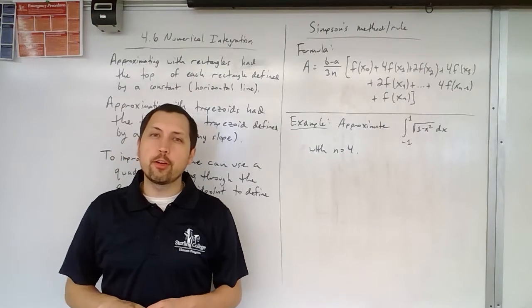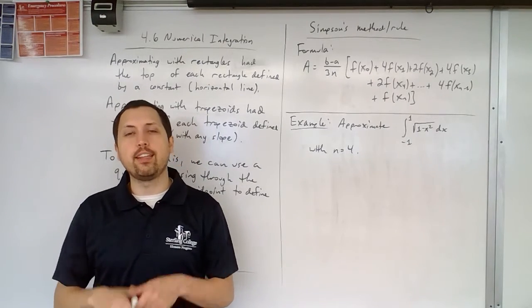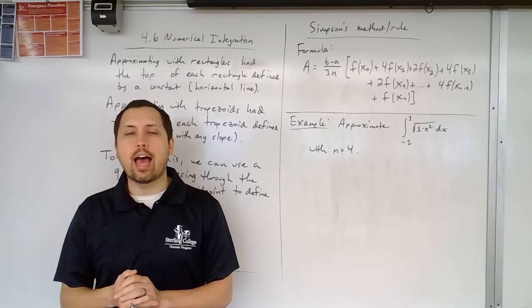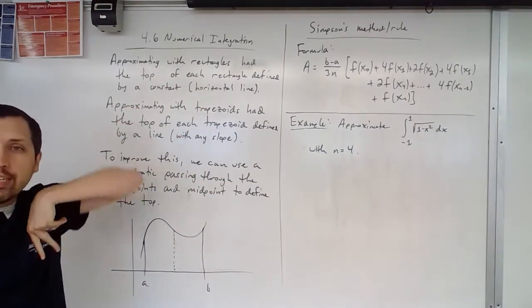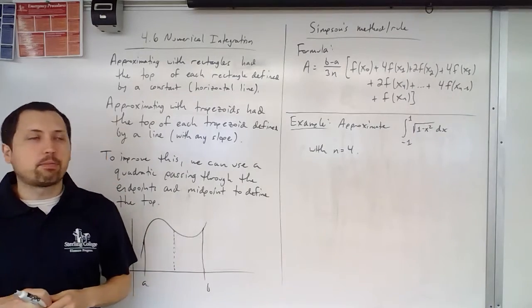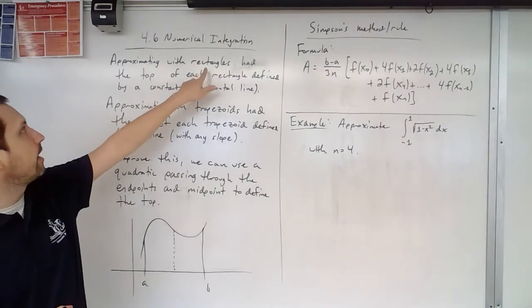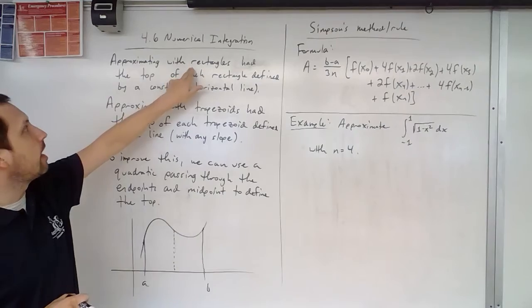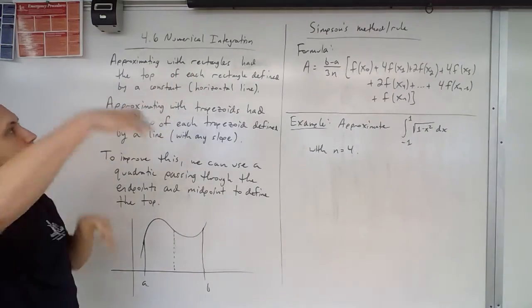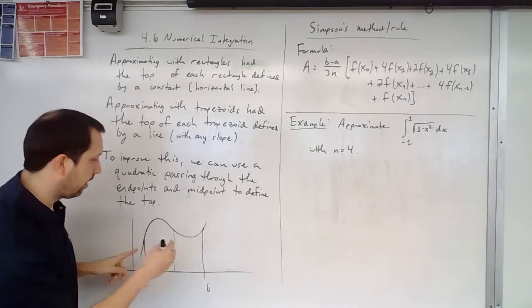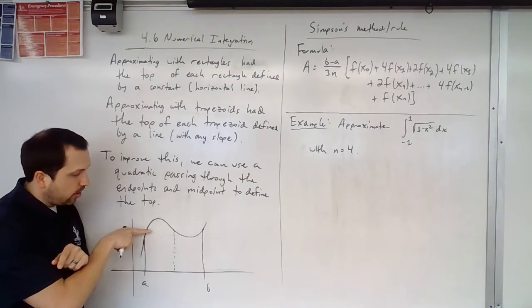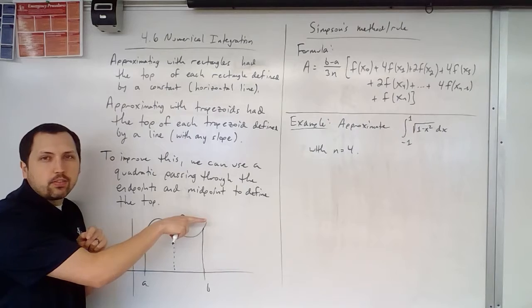We're going to take a look at another method of approximating the area underneath the curve without using antiderivatives. So this is a little recap of what we've done so far when we've been approximating. We've approximated with rectangles, and so when we do that, we have the top of each of the rectangles defined by a constant. So when we drew a rectangle, let's say this is our region, we would define a horizontal line to be the top of each of these.